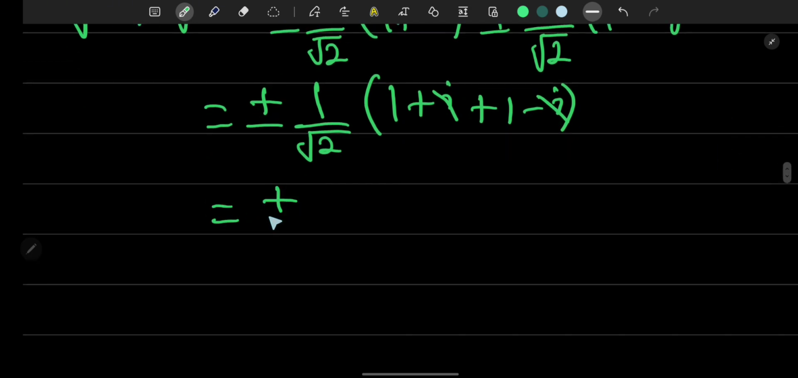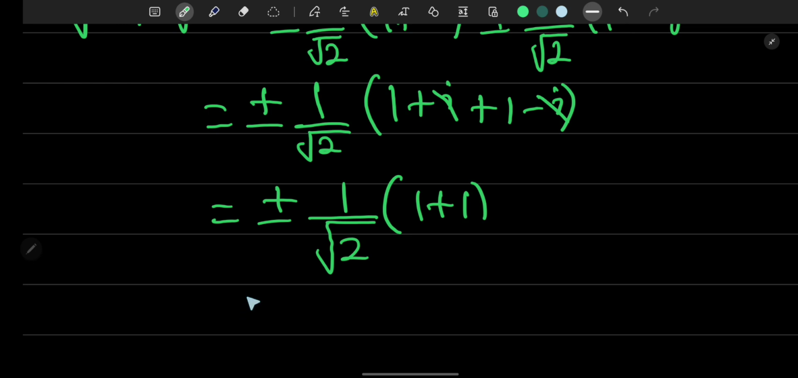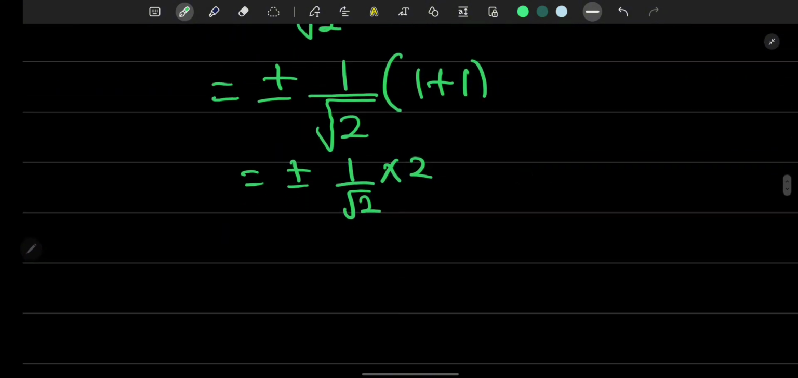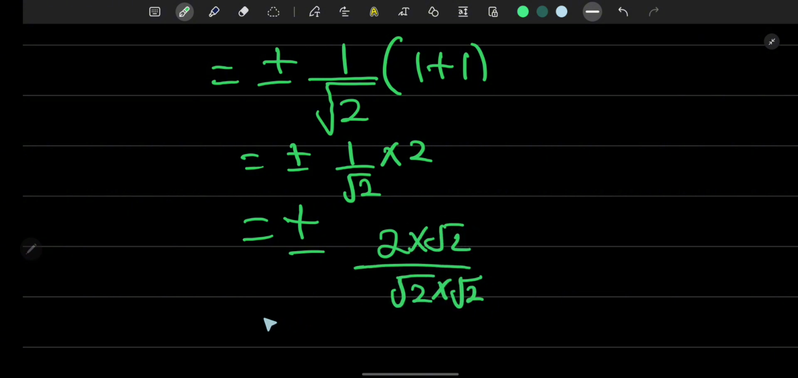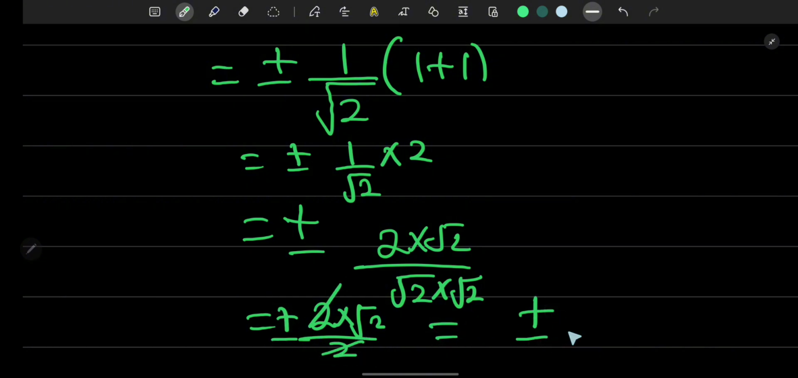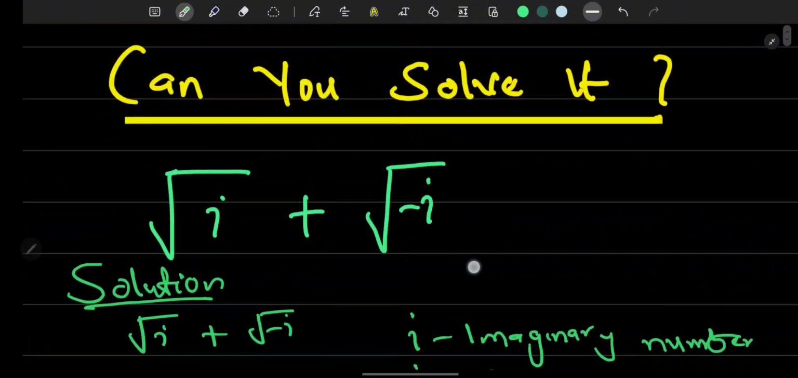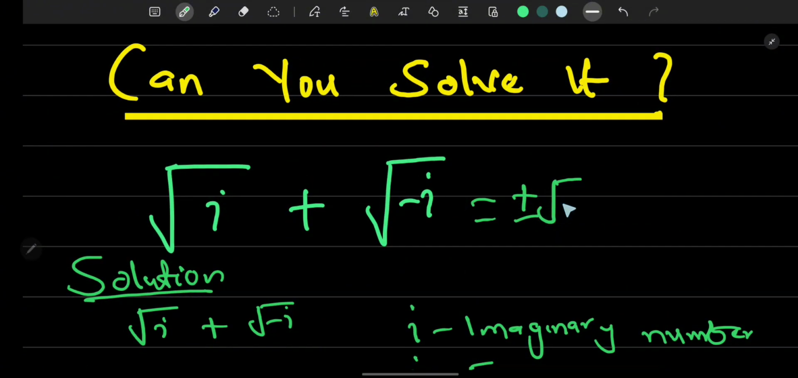Then you have plus or minus 1 over root 2 times (1 plus 1), so this is plus or minus 1 over root 2 times 2. We don't like to leave the answer like this, having a square root at the denominator. We prefer to rationalize to be in standard form. So when you rationalize, you have 2 times root 2 over root 2 times root 2, and the square root of 2 times the square root of 2 gives us 2. So this takes care of this. Eventually I have the answer to be plus or minus root 2. So the solution to this given question is plus or minus root 2.